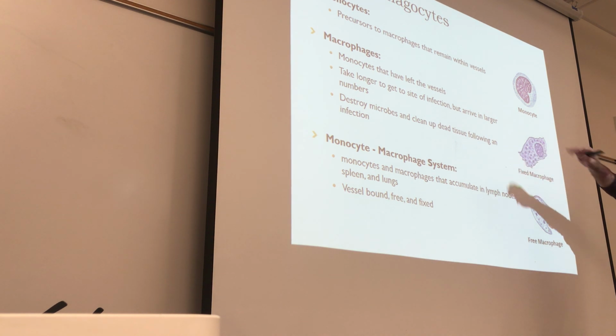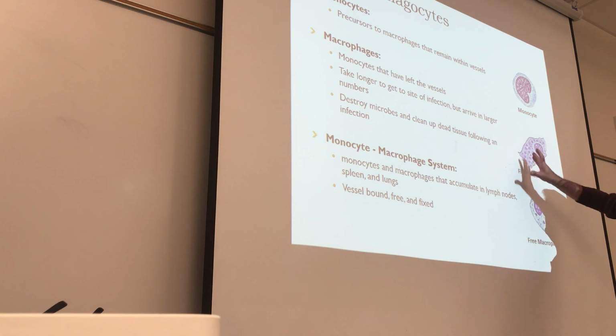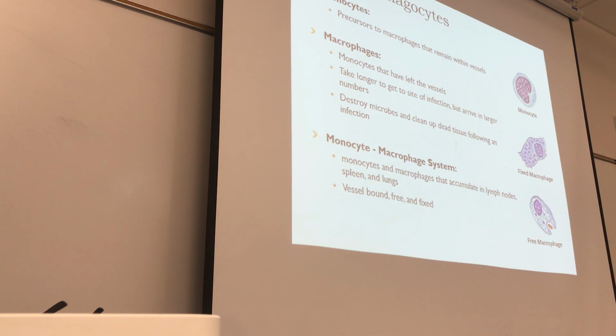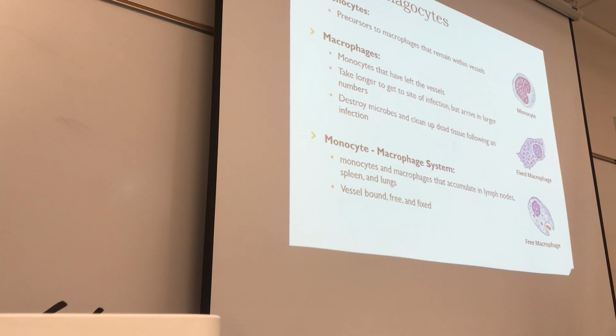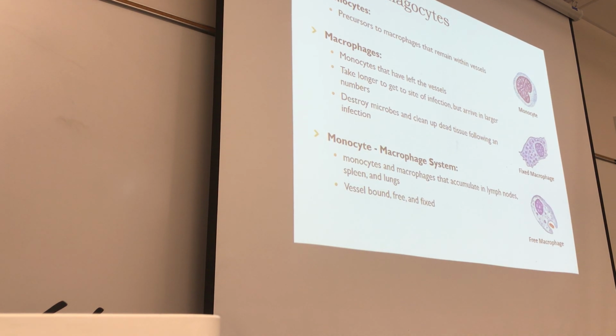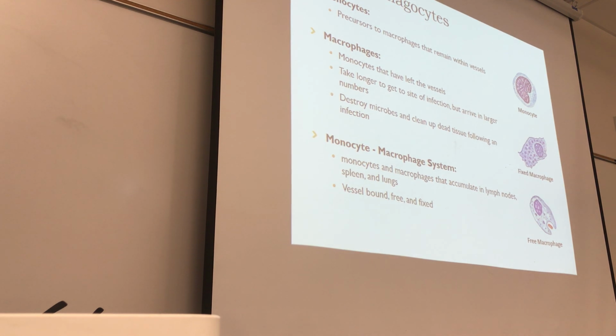So, quick overview, we have monocytes. They can differentiate or develop into macrophages, large phagocytic cells. It takes a while to get to the site of the infection compared to neutrophils, but when they do, they are constantly multiplying, mitosis, until you have a whole host, an army. These monocytes and macrophages hang out in lymph nodes, spleen and lungs, looking for, again, infected cells, cancer cells, bacterial infections.